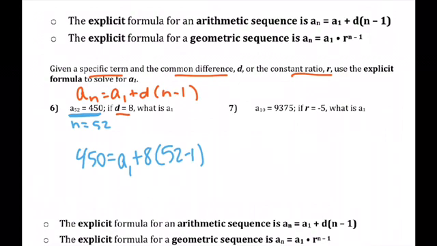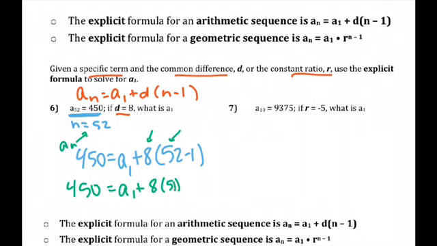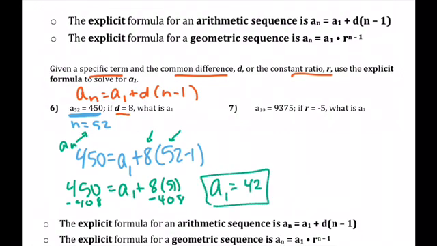So first off, does everybody see how I set that up? This is my a sub n, and n happened to be 52, so 450. I put the 52 in there also. This is my d. And so now let's just simplify and solve. So 450 is equal to a sub 1 plus 8 times 51. Okay, so what is 8 times 51? 408. So I'm going to subtract 408. And that leaves me with a sub 1 is equal to what? 42. There's your first term.